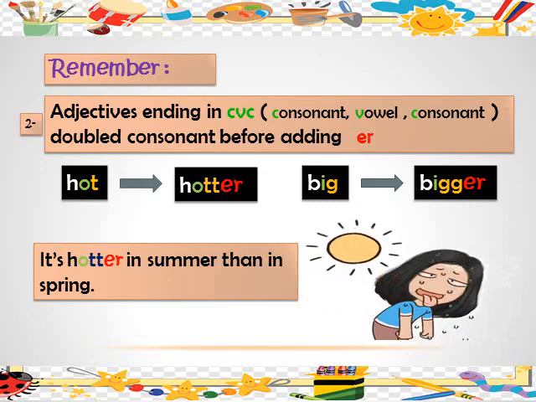So hot becomes hotter. Let's see the other adjective, which is big. Can you tell me where is the vowel? Yes, the vowel is I. It is followed by a consonant, which is the letter G. What should we do here? We should double the letter G. So big becomes bigger. Look at this sentence. It's hotter in summer than in spring.